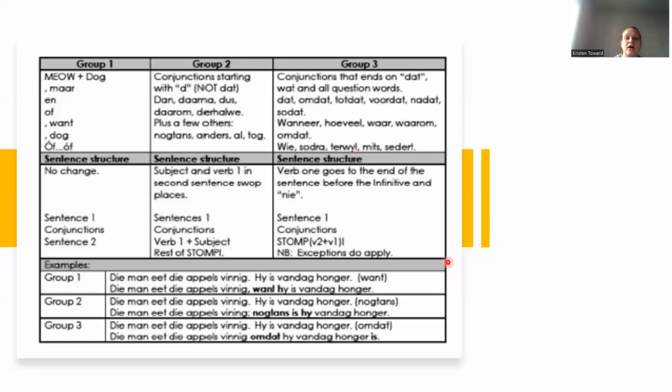Then group 3, our last little column, so it's at the end. I like to remember that verb 1 goes to the end of the sentence, so it's the end column, before the infinitive and nie. So sentence 1, you have your conjunction, you have stompie, verb 2, verb 1, and there are obviously exceptions. So group 3: die man eet die appels vinnig, hy is vandag honger, omdat. Die man eet die appels vinnig, omdat hy vandag honger is.